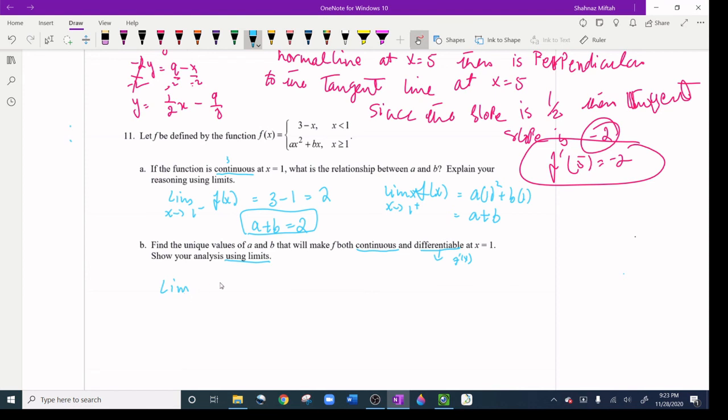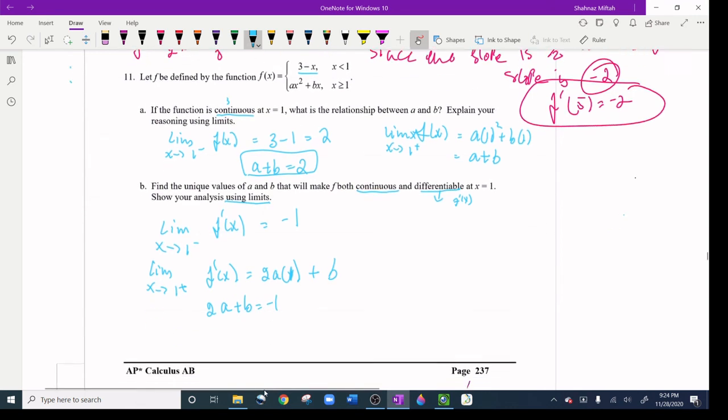For the differentiability, I have to get the derivative. So limit as x approaches 1 from the left of f prime x. If I take the derivative of the left piece, which is this, it's going to give me -1. Then limit as x approaches 1 from the right of f prime x. What is f prime x? The derivative of this is 2a times x, with x going to 1, plus b, since the derivative of bx is just b. Then I'm going to make these two equal each other: 2a plus b equals -1.